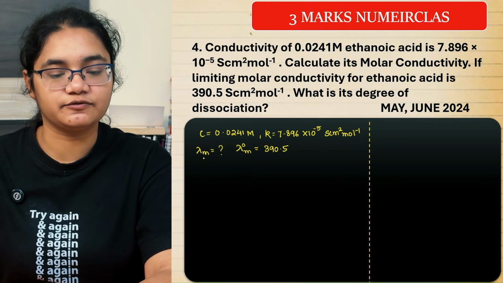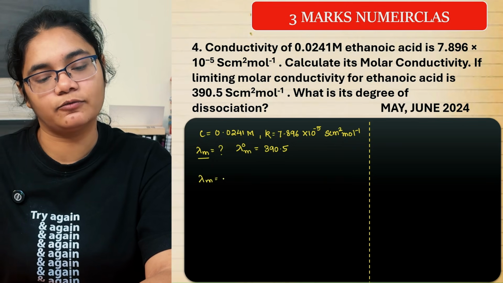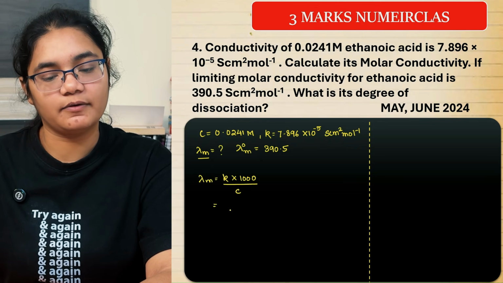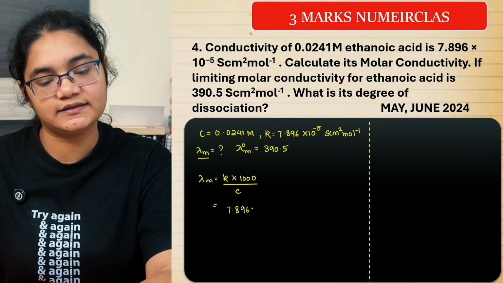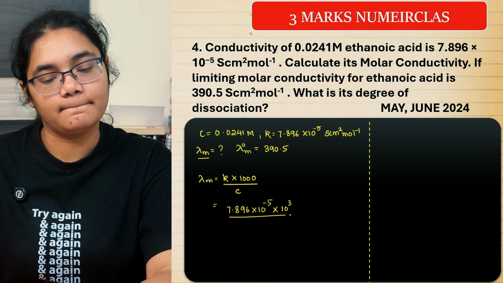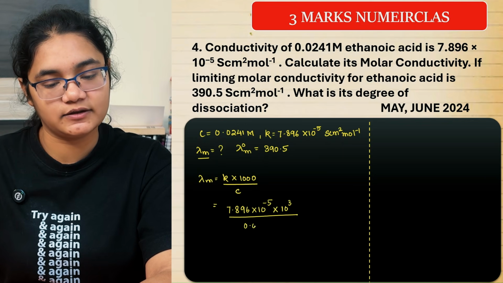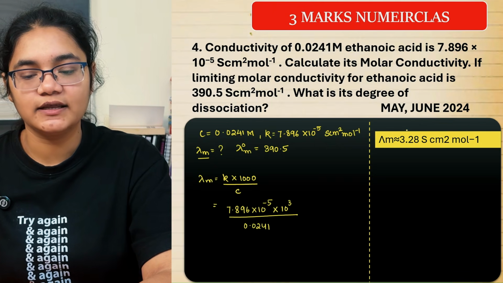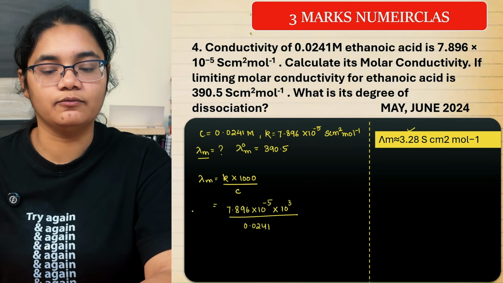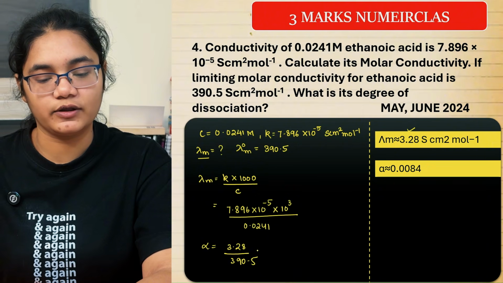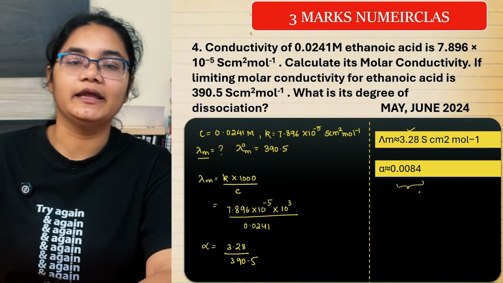Very similar question. First we will calculate the molar conductivity. Its formula is kappa into 1000 by C. So kappa value is 7.896 into 10 to the power of minus 5 into 1000 by C value, which is 0.0241. Now if you solve this, you will get lambda value as 3.28 S centimeter square mole inverse. Now if I want to calculate alpha, 3.28 by 390.5. Okay, so almost it will be 0.0084.